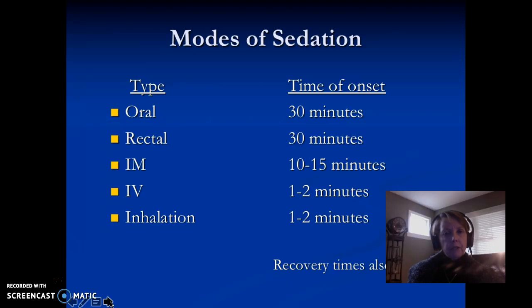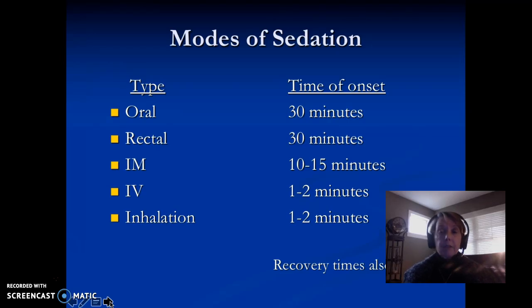Let's start with the modes of sedation, different ways that you can sedate a patient. The oral mode of sedation. So if someone's going to take an oral medication, an Ativan, a Valium, long time of onset, because it has to go through the entire gastrointestinal system. So up to 30 minutes. There's no way to titrate that drug. The person takes a pill or two, whatever the dosage is. And results vary really from patient to patient. In addition, the patient may need to have an escort, someone to take them home.